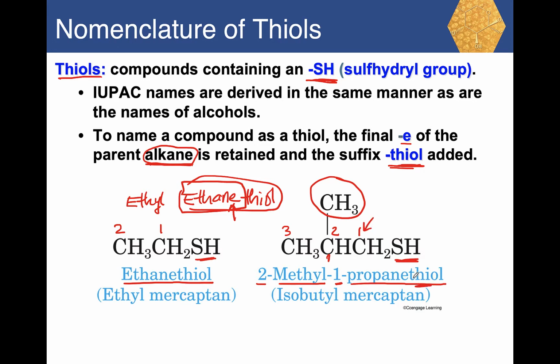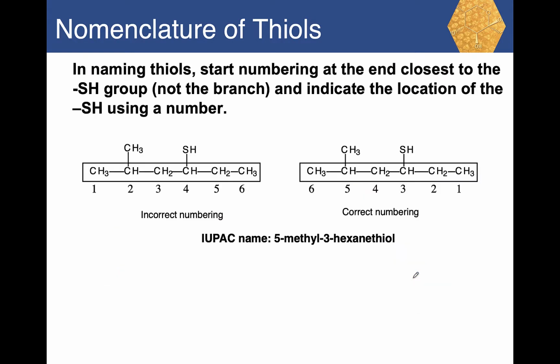The next slide has another example. So you start numbering from the end closest to the SH. So these two molecules are the same. So here is the SH. So the question now is, do we start numbering from this end or from this end? The rule states that we start numbering from the end closest to the functional group here, the SH, and not the branch. So we start numbering here.